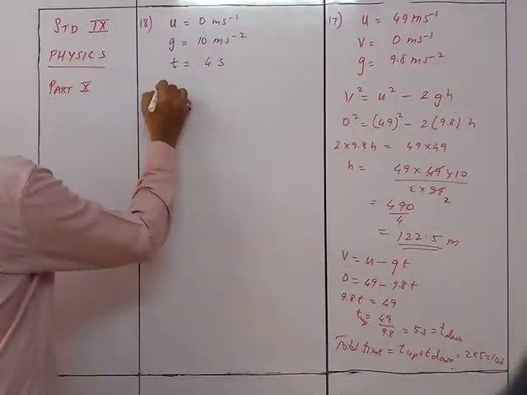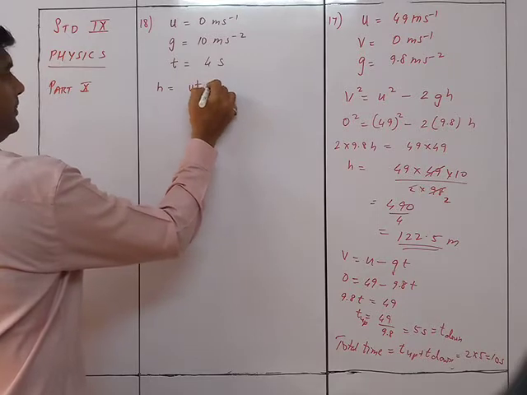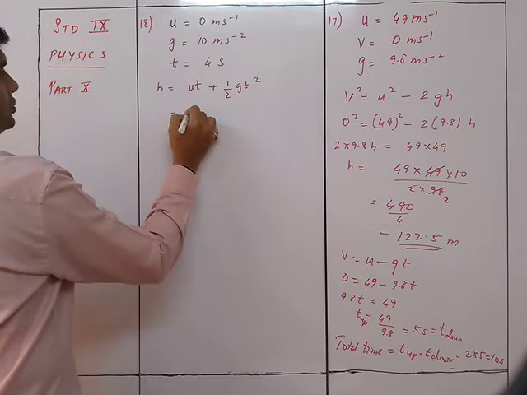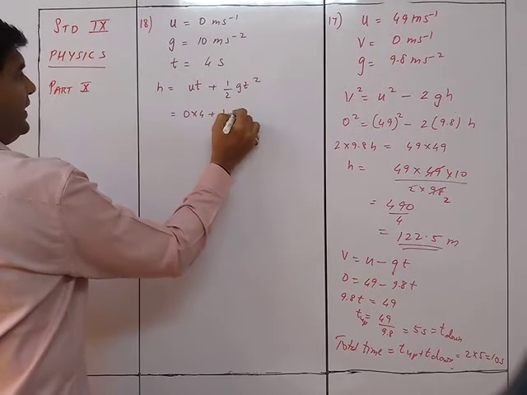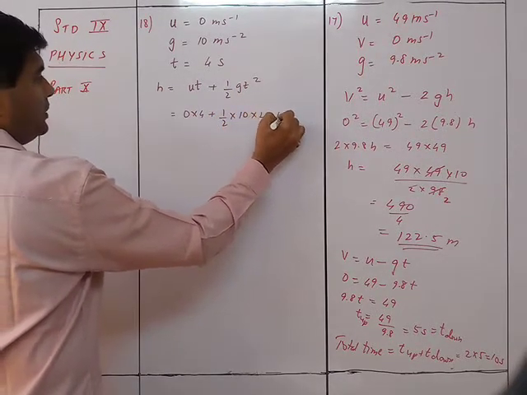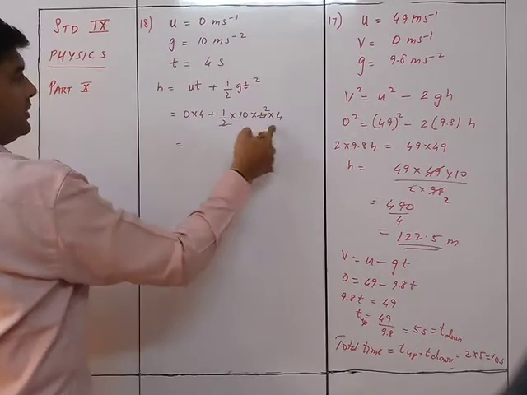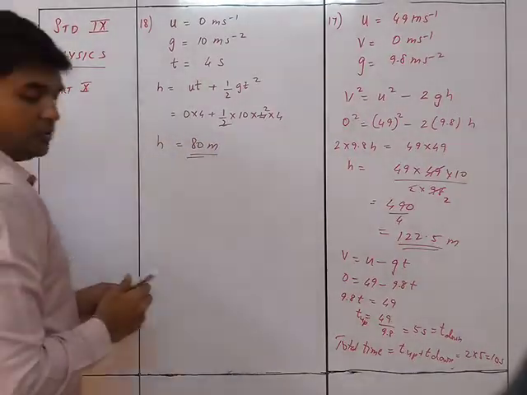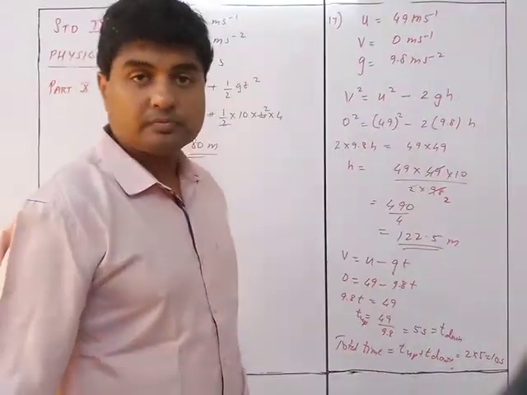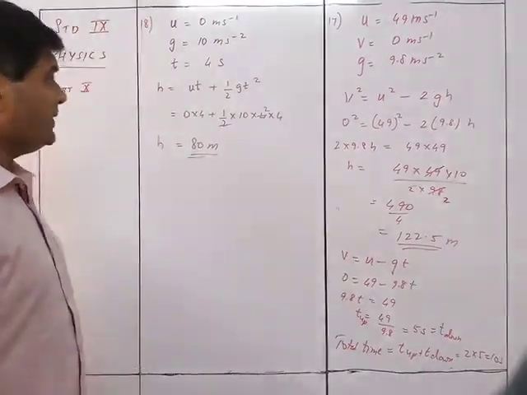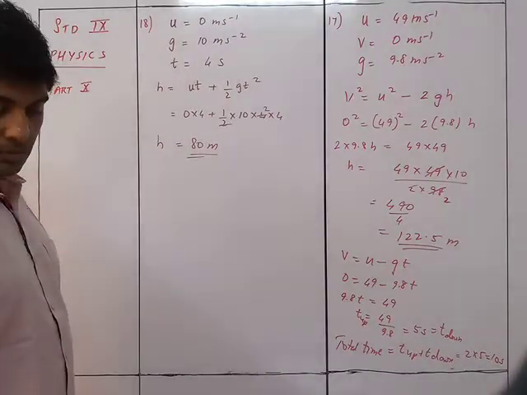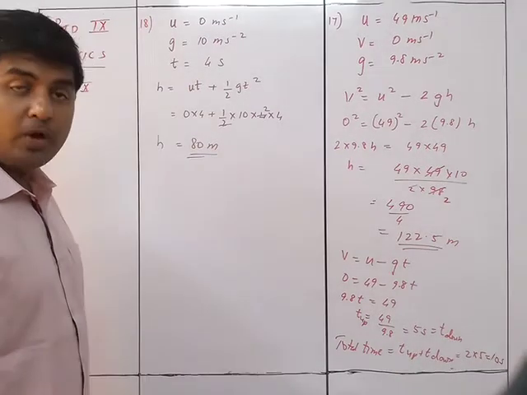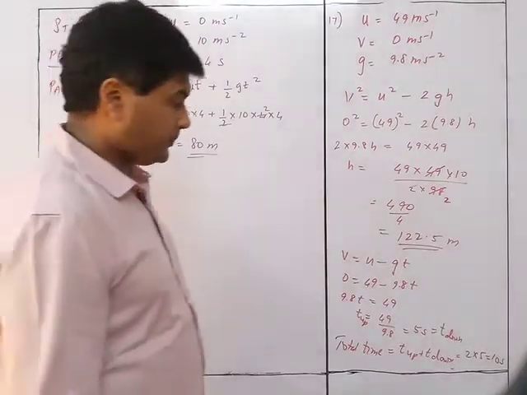So we have h is equal to ut plus half gt square. So 0 into 4 plus half into 10 into 4 into 4, that will give me 80 meters. So the height of the tower will be 80 meters. Clear? Very simple. That was sum number 18. We now move on to sum number 19.